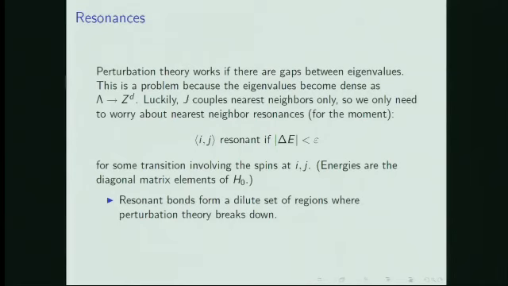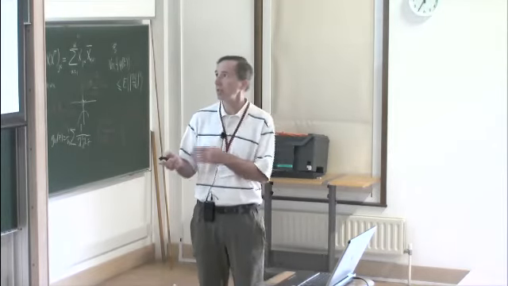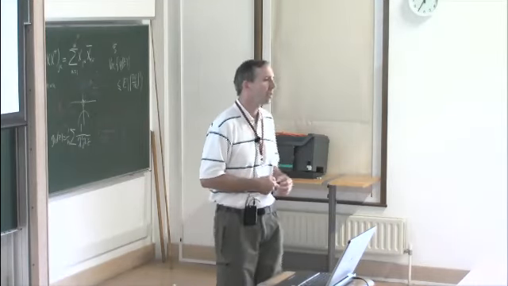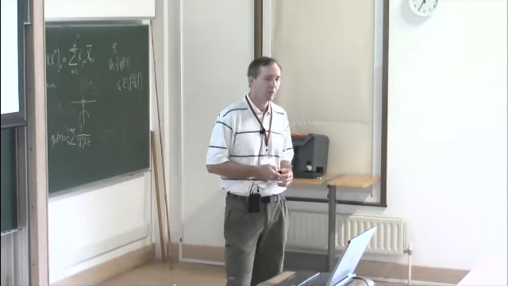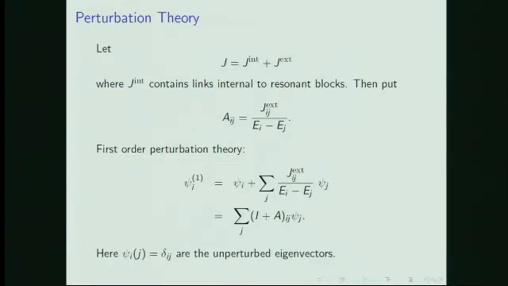Let's say you have a continuous distribution in the randomness. And if the probability of a resonance is small, then that means that these resonant bonds form a dilute set of regions where perturbation theory breaks down. So that's critical. Obviously, once these resonances start to percolate, then you're going to be moving over to this thermalized situation where you don't have many-body localization. Okay, but let's leave aside for a moment the resonant regions, and let's think about then doing first-order perturbation theory, Newton's method, if you will, in the non-resonant regions.